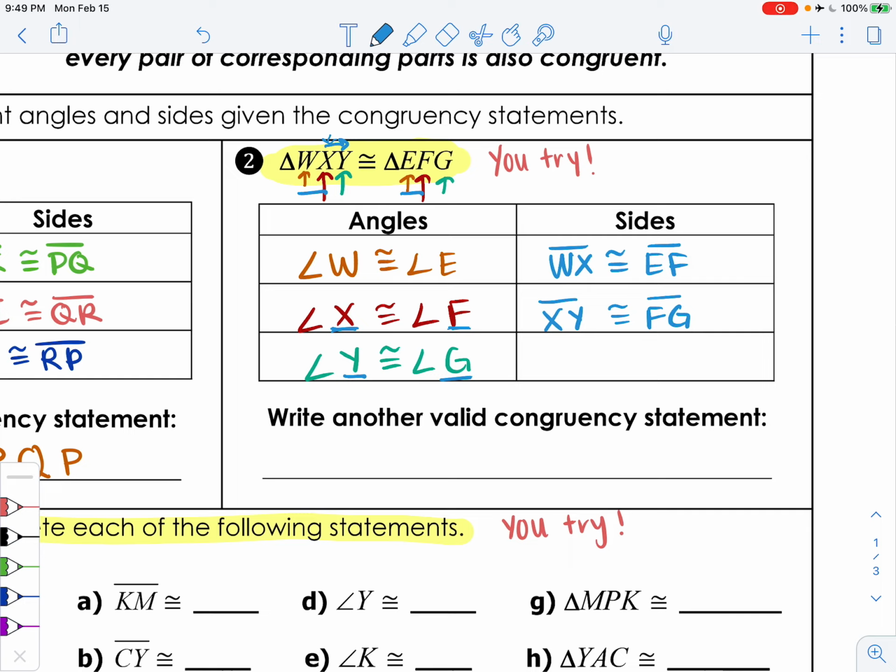Our last side, I could go YW or I could go WY. Again, you're just listing these sides in the order that their points are corresponding. So if I decide to go W to Y here, that's totally allowed. But when I write my second statement, I have to go E to G.